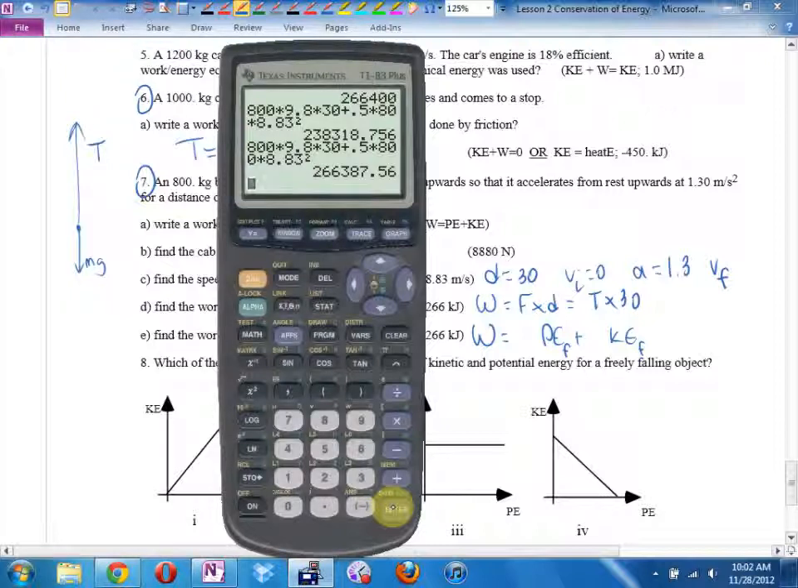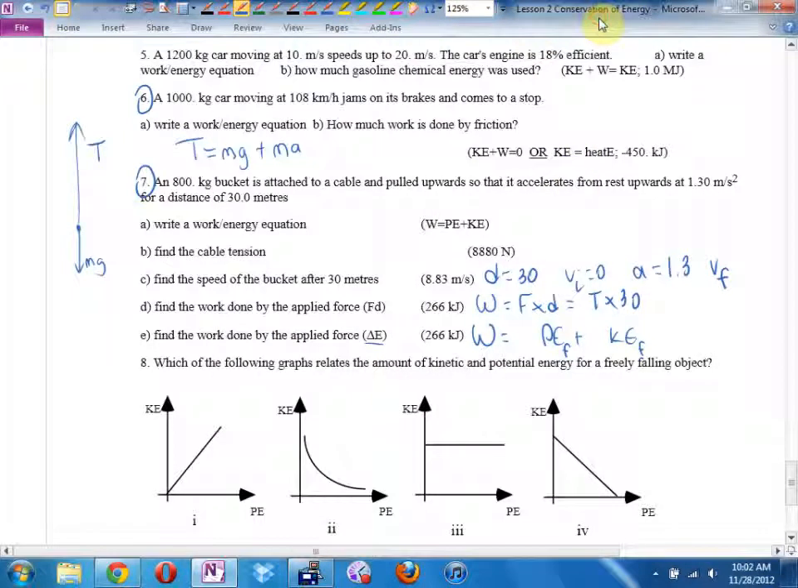So how do I find work? Force times distance, or change in potential plus change in kinetic, or the area under a graph, but there's no graph here. Is that okay? That's a real quick explanation.